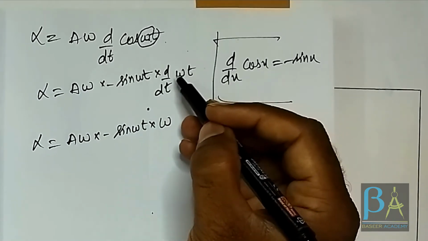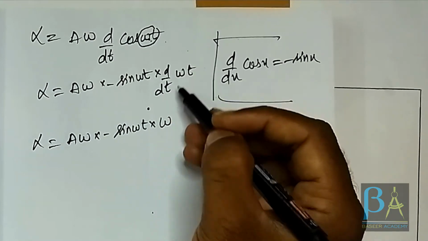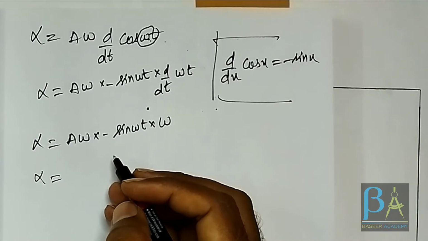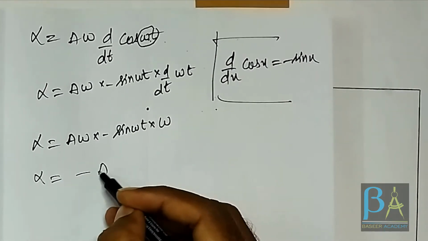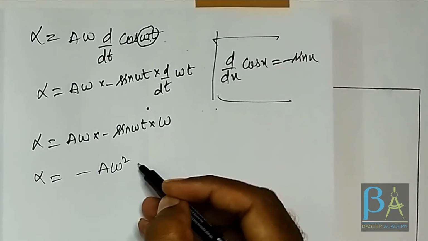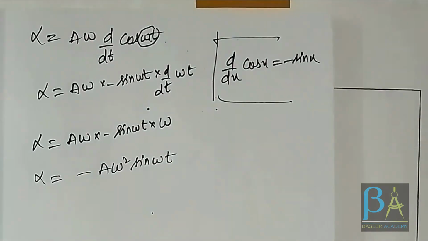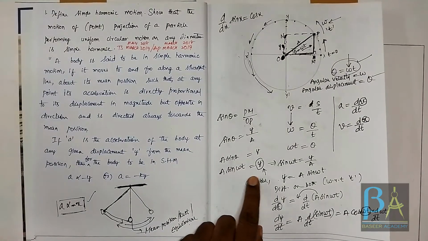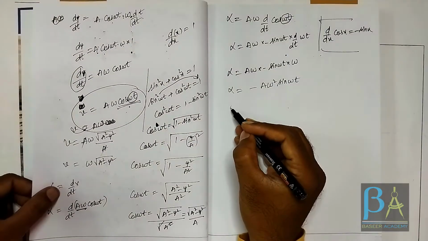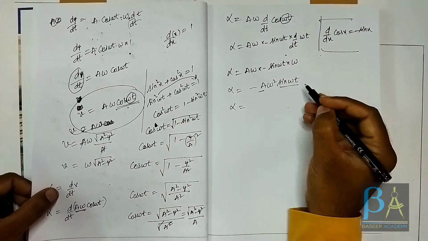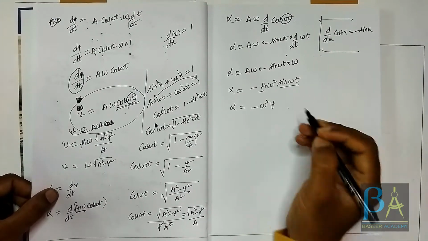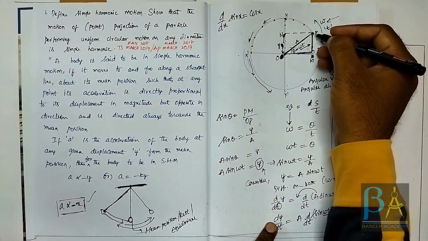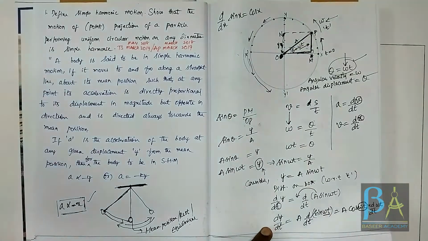I'll take it out of the differential. When you differentiate t with t, you end up getting 1, so omega into 1 is omega. So we end up getting the angular acceleration as minus a omega into omega is omega square sine omega t. Now, in place of a sine omega t, I can replace a sine omega t with the letter y, where y is the displacement of this point, projection of this particle along the diameter y dash, isn't it?